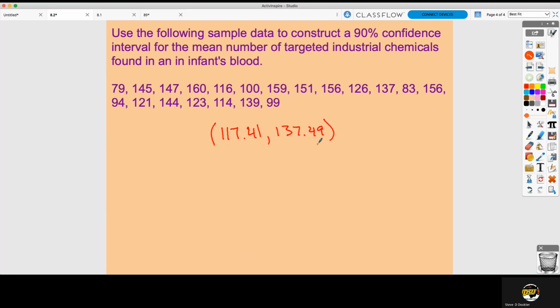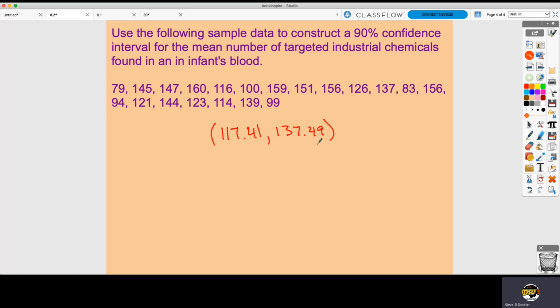Okay. So, degrees of freedom. This one doesn't ask for degrees of freedom, but say a problem did ask for degrees of freedom. What would that answer be for it? 19. You just take however many samples you have. So we got 20 total. You subtract 1. That's it. Okay. Got it?